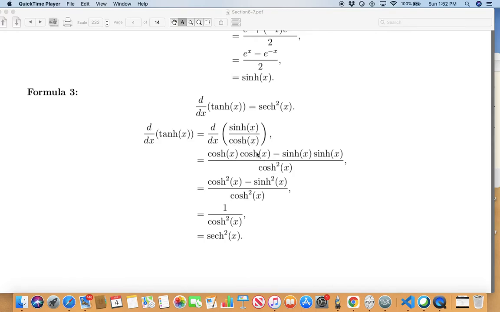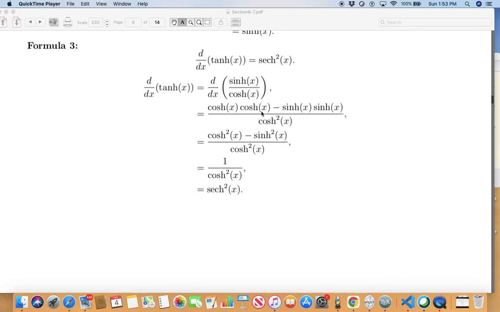Denominator squared, derivative of the numerator, denominator as it is, minus numerator as it is, derivative of the denominator. So, cosine hyperbolic squared minus sine hyperbolic squared over cosine hyperbolic squared. But cosine hyperbolic squared minus sine hyperbolic squared is 1. So 1 over cosine hyperbolic squared, which is secant hyperbolic squared. So the derivative of tan hyperbolic is secant hyperbolic squared.